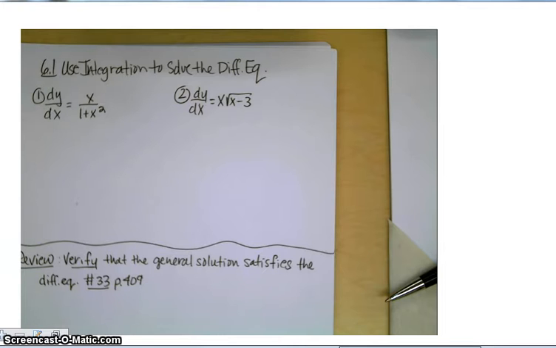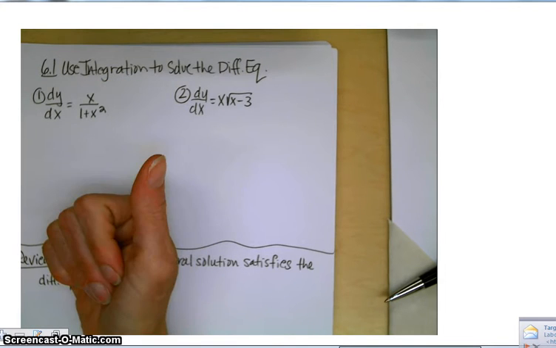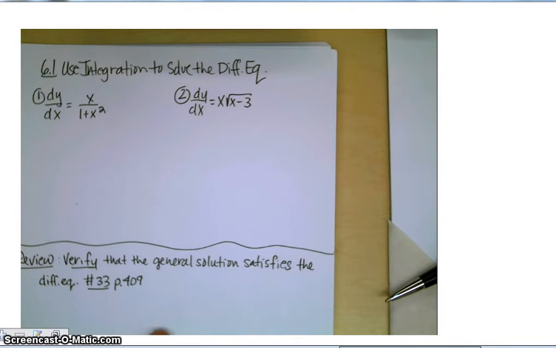Okay, so now we're going to look at actually doing or solving some differential equations. We are asked to use integration to solve the differential equation. We're not verifying. We'll review that in just a minute here. But we want to just use integration to solve the differential equation.